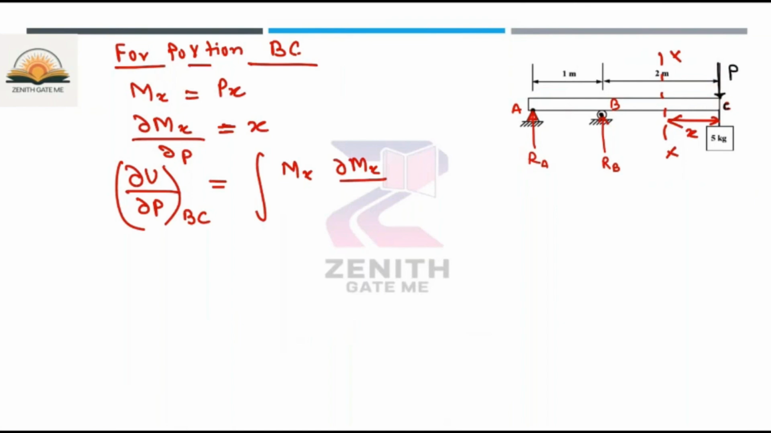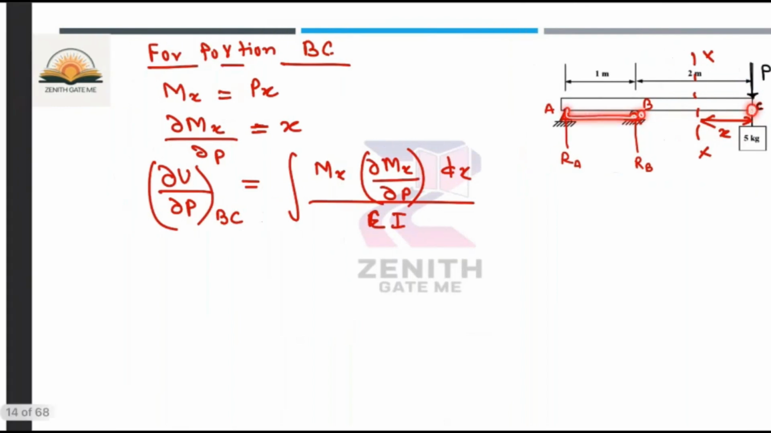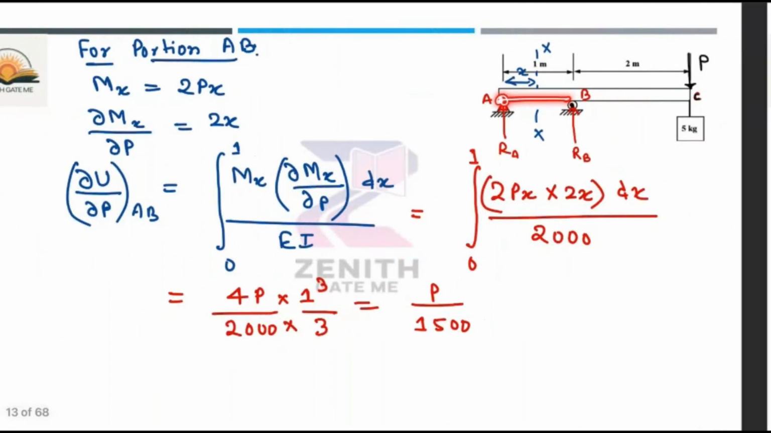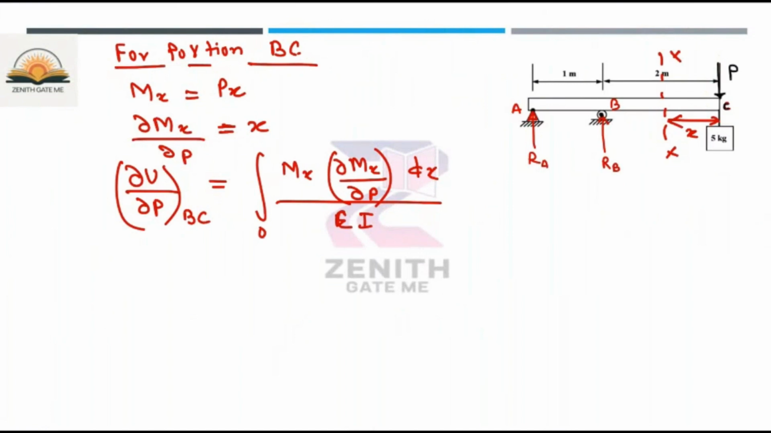Now, the partial differentiation of strain energy with respect to point load for the BC is nothing but, again, Mx del Mx divided by del P dx divided by EI. Okay, so from where to where you have to integrate? Now you have to integrate with x varying from 0 to 2. For this BC length, x is varying from 0 to 2. But in the case of AB, you will see I have integrated from 0 to 1 because x is varying from 0 to 1. Now here the upper and lower limits are 2 and 0.